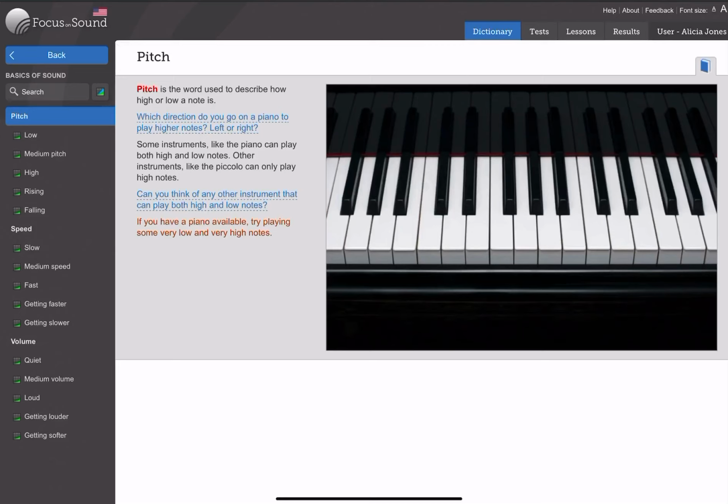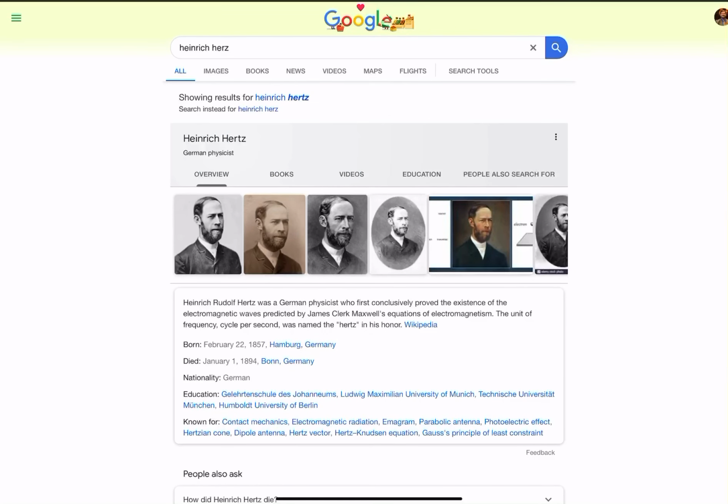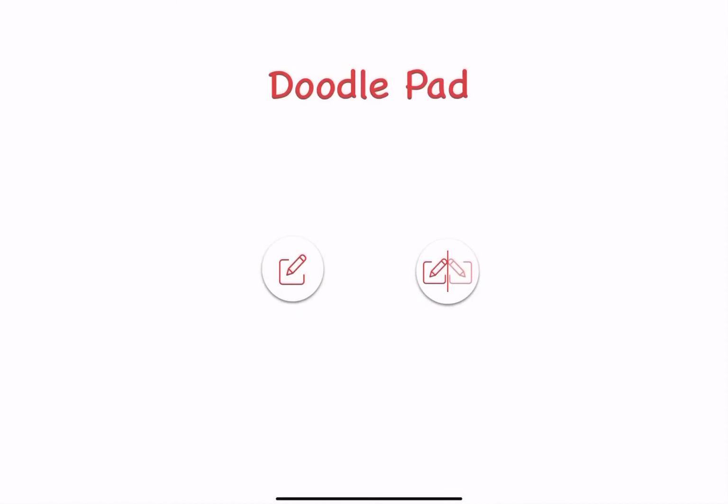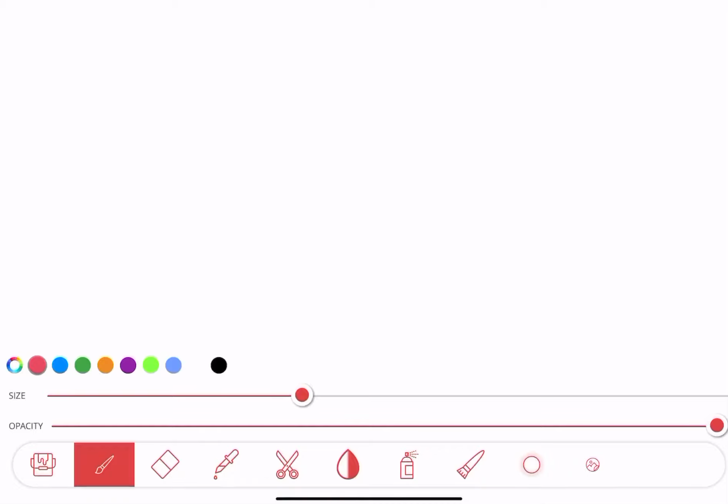And when you talk about pitch, you're talking about frequency, and that is the number of cycles per second. The cycles per second are called hertz in honor of the German physicist Heinrich Hertz, who proved the existence of electromagnetic waves. And today, I'm going to use my to-do pad to show you a couple of things.